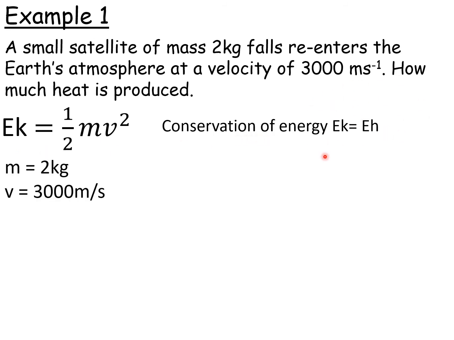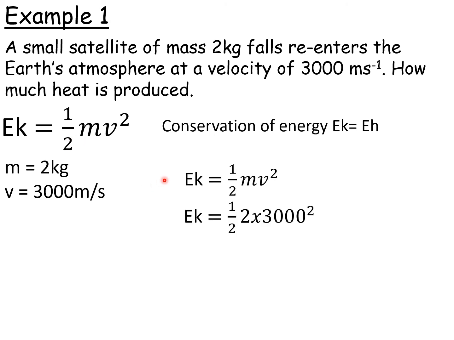This is a wee bit later on, but this is what I'd expect to do. M is equal to 2 kg, V is equal to 3,000 meters per second. Check that they're in the correct units. And from there, because that's the only information you're given, I would hope you'd be thinking kinetic energy. So that's why I've got this here. So we write down an equation. EK is equal to half mv squared.